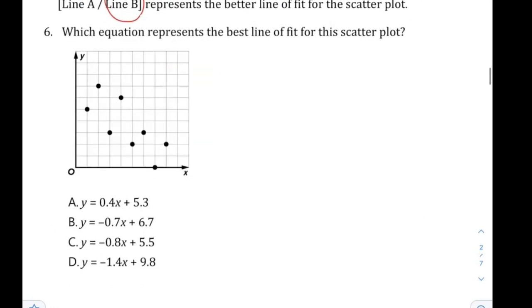Which equation represents the best line of fit? Remember, when we are asked to find the equation, it should come to your mind y equals mx plus b. So we need the slope, but we don't have a line. So first we need to draw a line that is the best fit. So let's try to draw a line in a good way.